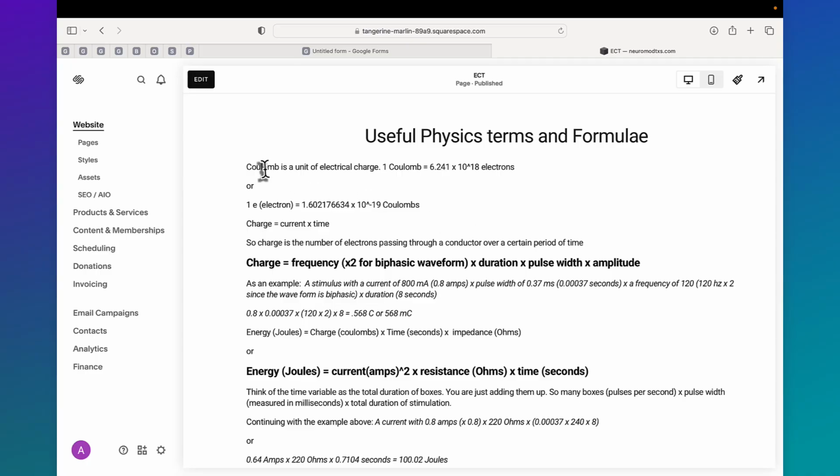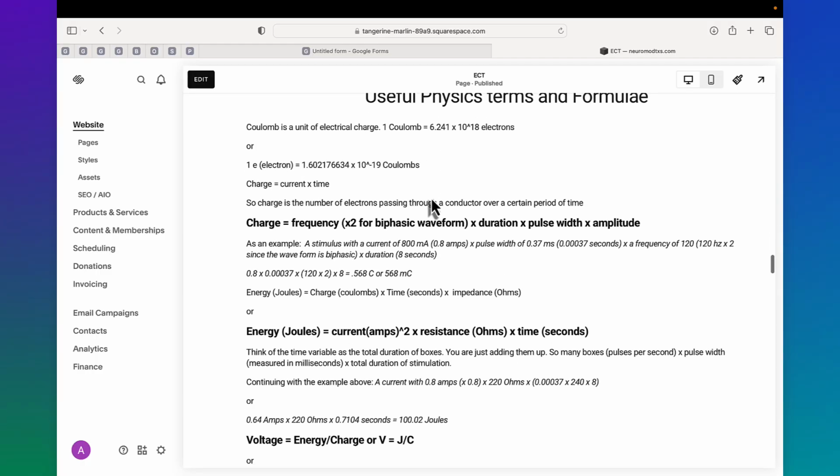Looking at some of these terms, we have first and foremost a coulomb. What's a coulomb? It's just a unit of electrical charge. 1 coulomb equals 6.241 times 10 to the 18 electrons. And when we want to calculate the charge, or again the dose that we're going to give to the patient, we do it by simply adding up all those boxes.